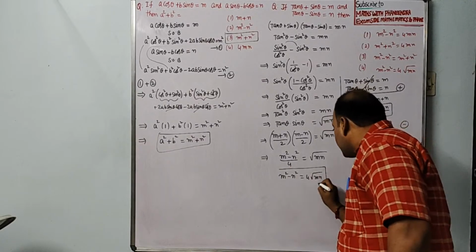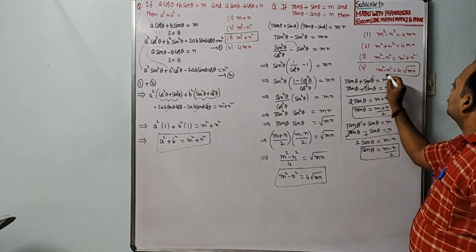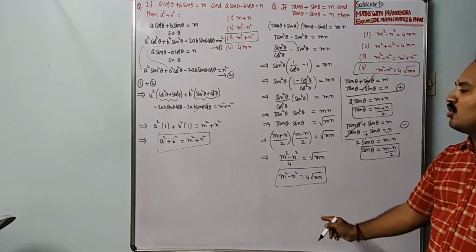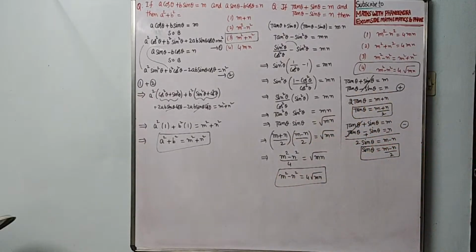Observe the options, dear students, and choose that value. So m² − n² equals 4 root mn, which is there in the fourth option. I hope you understand, dear students. We'll move on to another question.